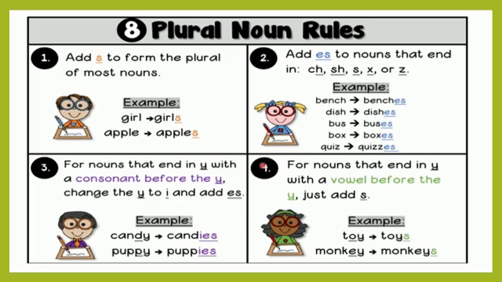Now rule number 4. For nouns that end with Y with a vowel before Y, just add S. We have learned consonants, but here you have to learn vowels. Here the O is a vowel, so you don't remove this Y, you have to add only S. Toy, toys. Monkey, monkeys.